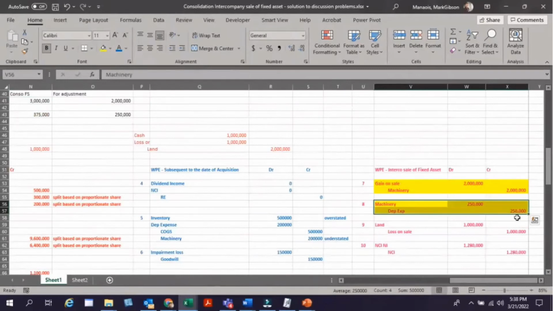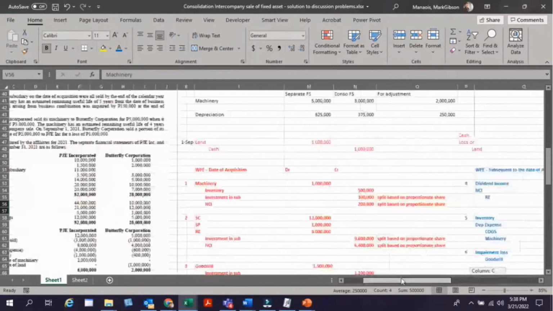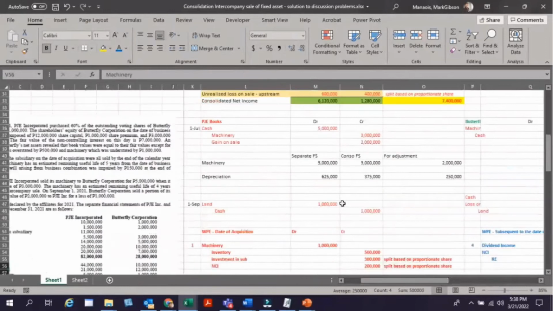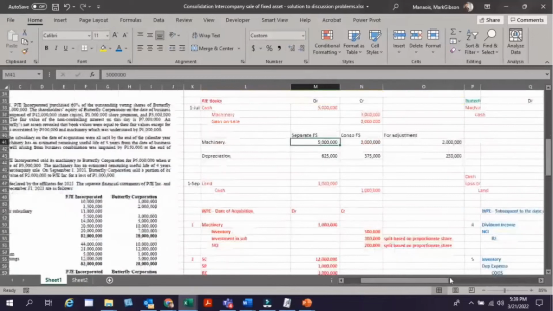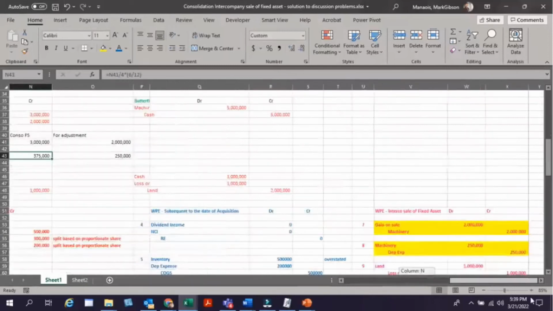O bakit naka-credit ang depreciation expense? Tandaan, since the depreciation expense was calculated based on the 5 million, so depreciation expense is overstated. Kailangan lang natin bawasan. Okay? Bawasan by how much? By 250,000. Kasi nga, ang should be 375,000 lang.